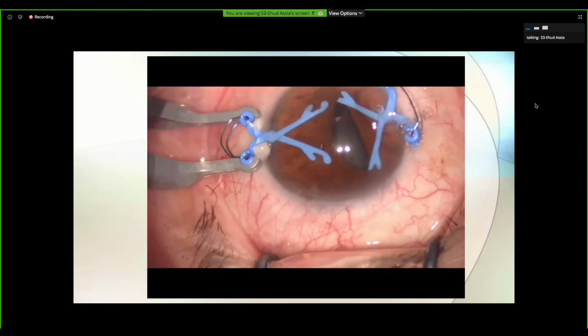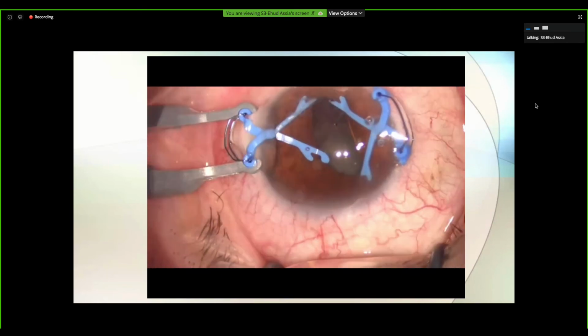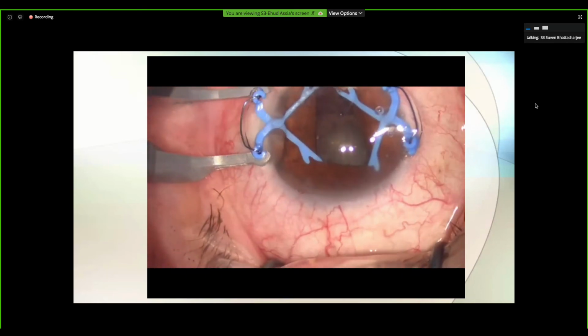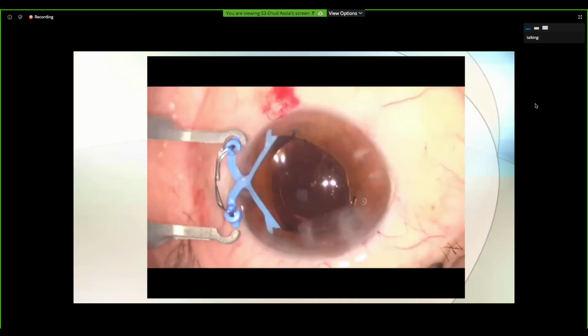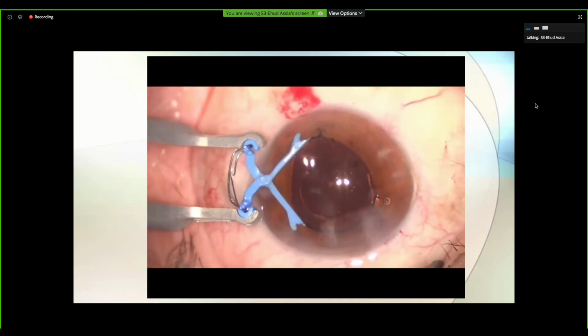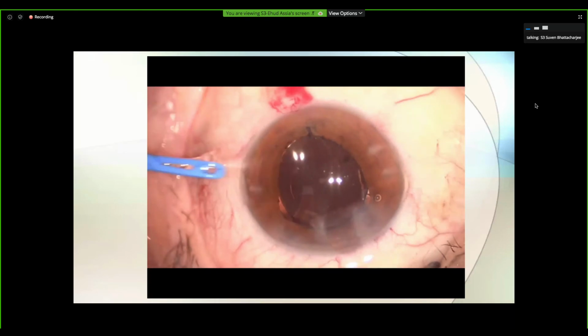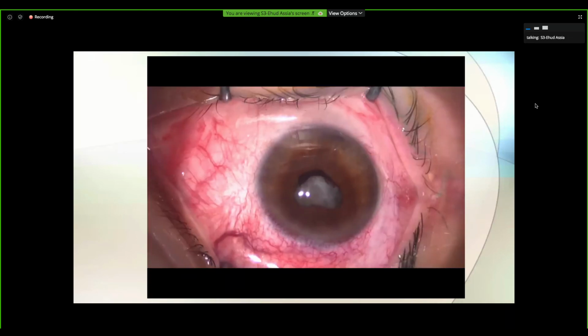So we do the same on the other side, open up and then put the 2 blunt tips behind the iris through the pupillary aperture, and removal is done by the same forceps, pulling it, closing and pulling it out.